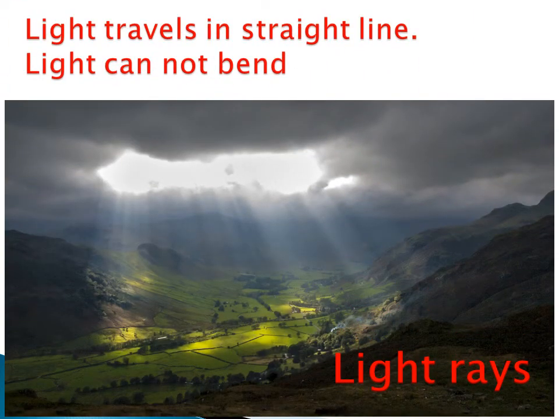The light travels in a straight line. The light cannot bend, and this is proof that the light moves in a straight line. This is called light rays. So the light travels in a straight line, cannot bend, cannot be curly or something like this. Moving in a straight line, it hits the object and bounces back to us, reflects back so we can see things. You remember?